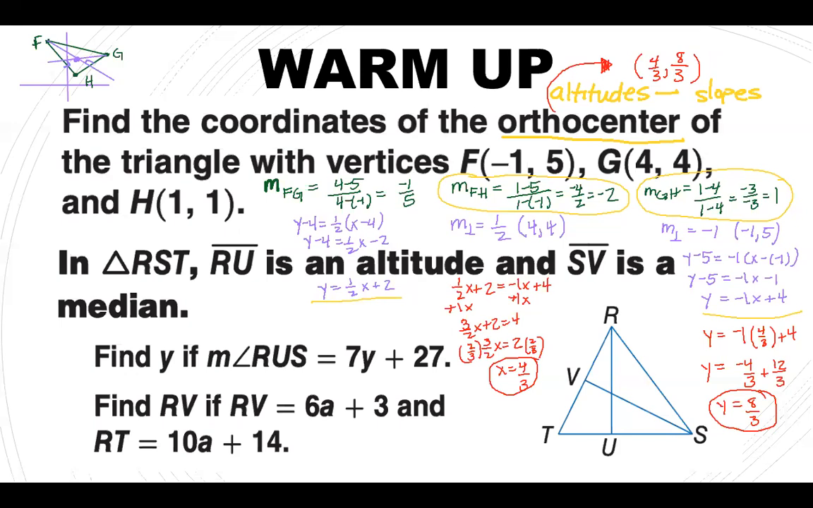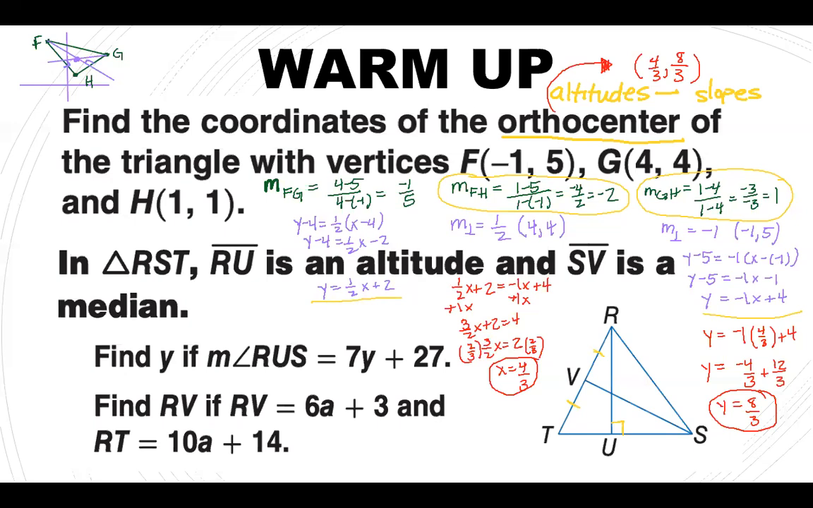So triangle RST, RU is the altitude. So if RU is the altitude, the first thing I'm going to do is go ahead and put a right angle here because it's the altitude. And SV, this line here, is the median. So if it's the median, then that means that these two segments are congruent. So that's information that I have just from the instructions.